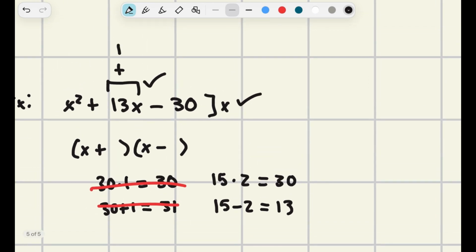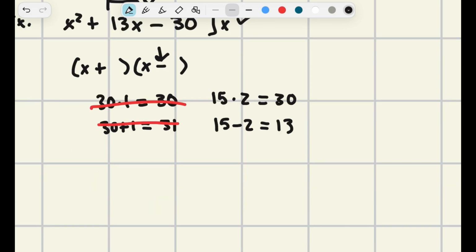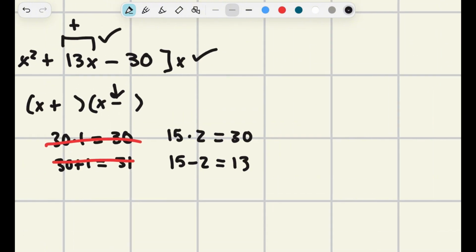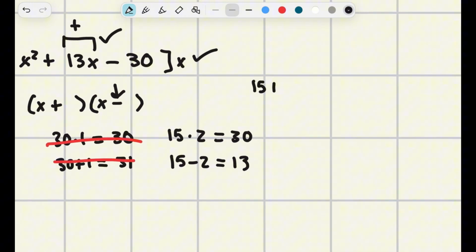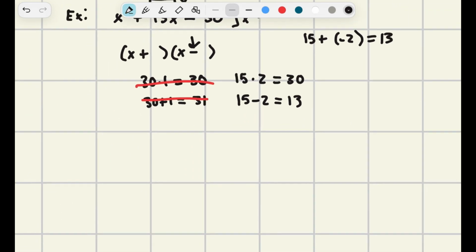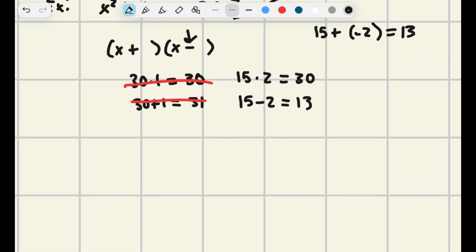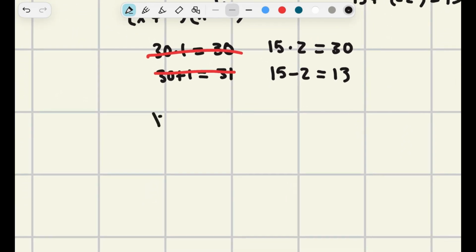So up here it says add, but really we're subtracting because they're opposite signs, it's a negative. But also if we did add them, it would just be like this. So you would get 13 either way. So our two factors are 15 and negative 2. So x plus 15 and x minus 2.